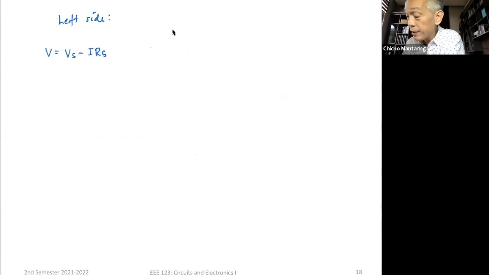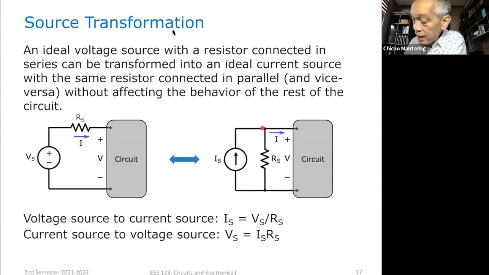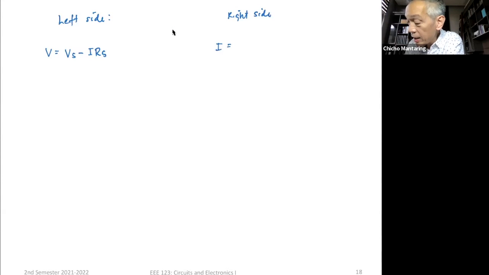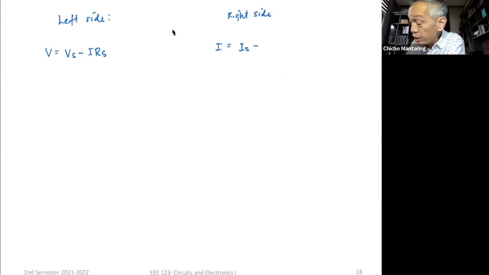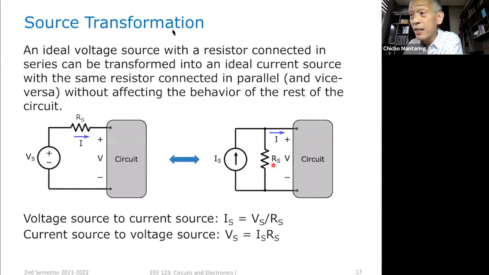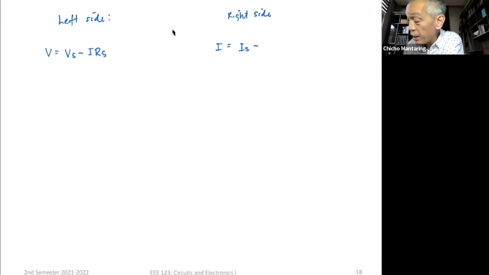On the right side, if I perform KCL at this particular node, what am I going to get? I'm going to get this current I equal to the current I sub S minus the current flowing through R sub S. But what is the current flowing through R sub S? The current flowing through R sub S is V divided by R sub S.